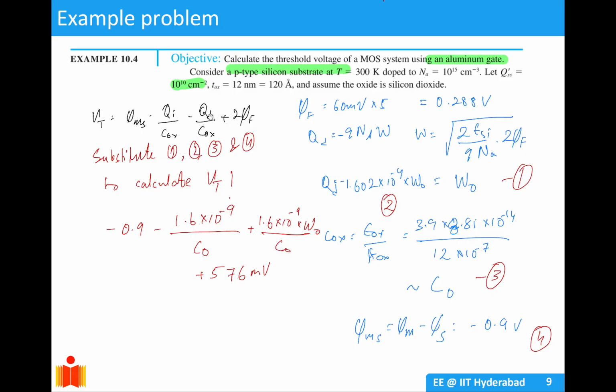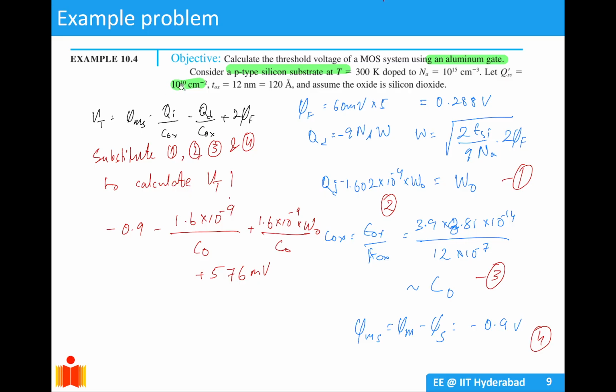Then we'll have to calculate the maximum depletion charge by using the formula minus q Na W, where W is the maximum depletion width, which is given as the square root of 2 epsilon Si by q Na into 2 phi f. So you have to solve this, and you will get your QD. Cox you have already calculated. Qi you are given in the question.